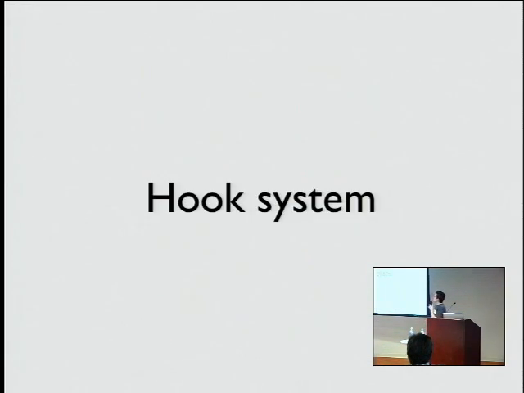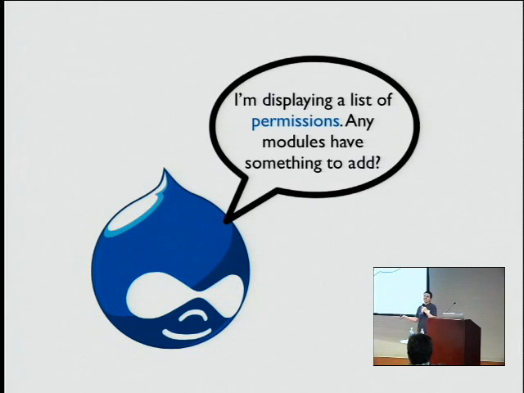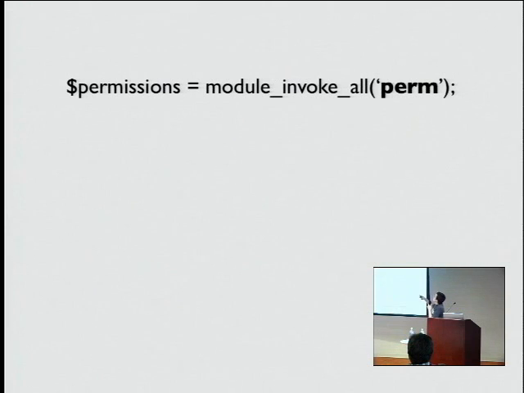Let's talk a little bit about the hook system, because this is pretty much where the power of Drupal lies. Basically, a hook is a place where Drupal asks, hey, I'm about to do something here. Would anybody else like to cut in and modify this? So for example, if I'm displaying a list of permissions in the admin panel, I might do something like, say, module invoke all perm, which means go to any modules that implement a hook perm, I'm going to call you and then generate a list of permissions.